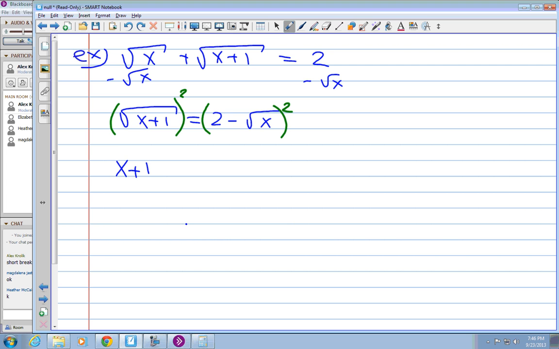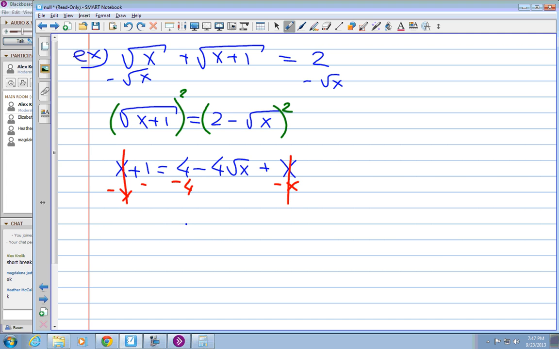And the thing on the right, square first, that's 4, minus the double product. So it's 2 times the square root of x times 2. So that's 4 square roots of x plus square root of x squared. That's just x. So that's what happens when you square the right side. It still has a radical left, right? So I need to isolate and kill again. So subtract x from both sides, so they actually both cancel.